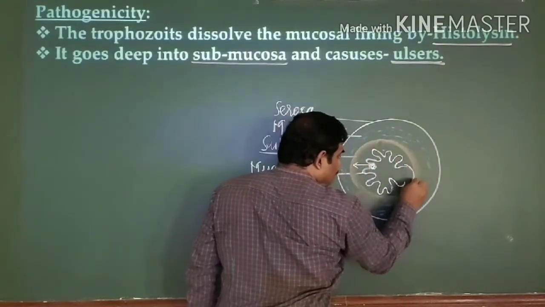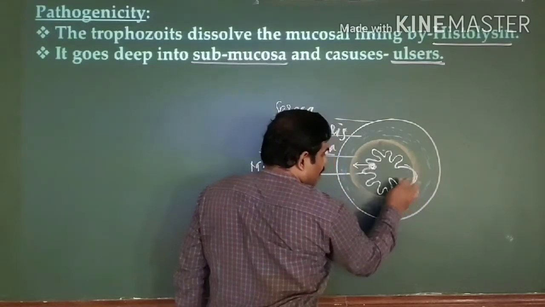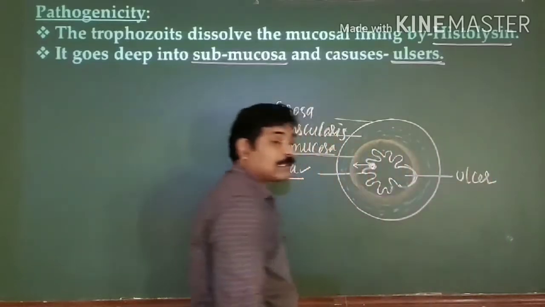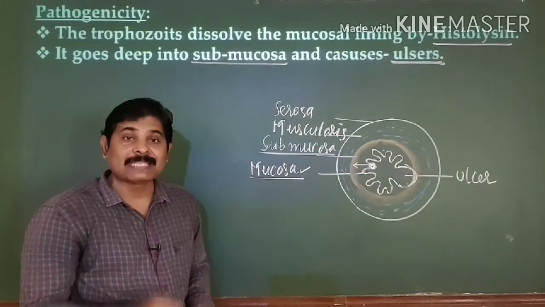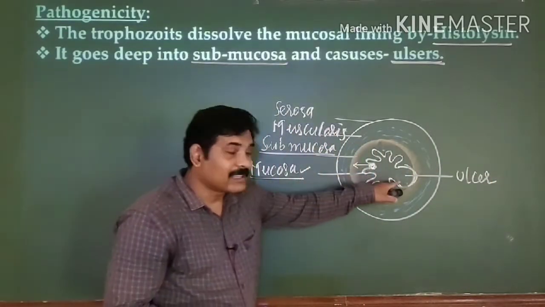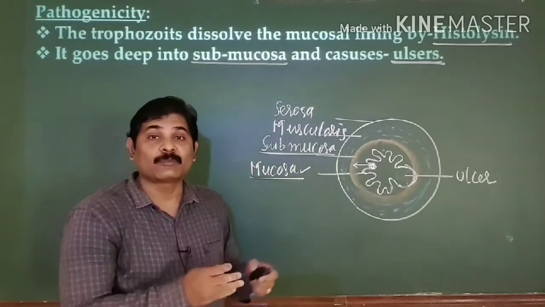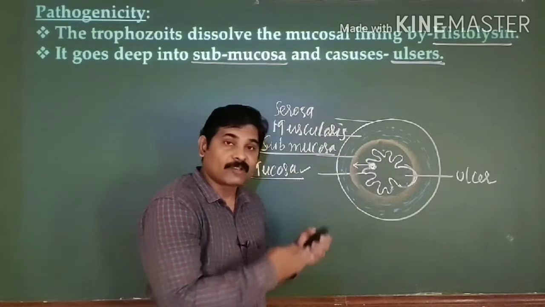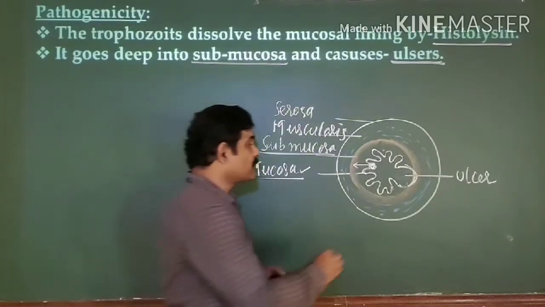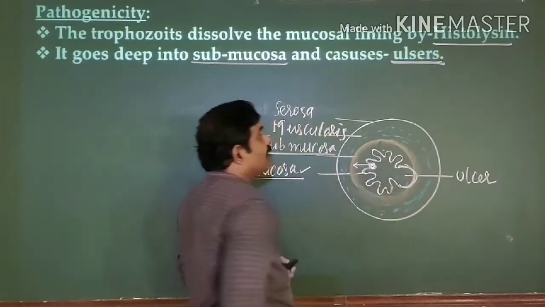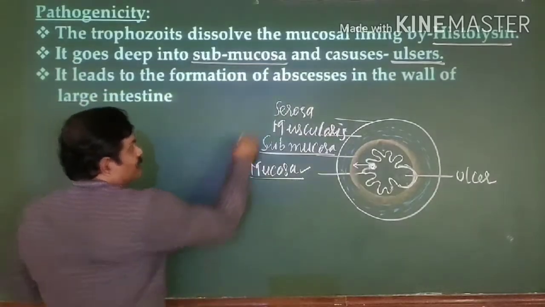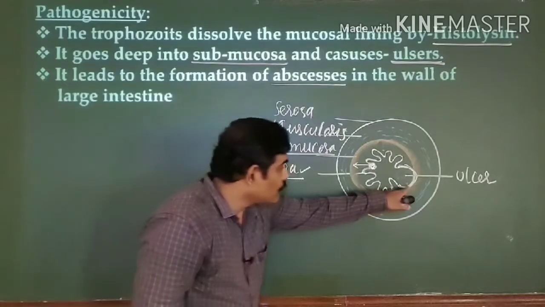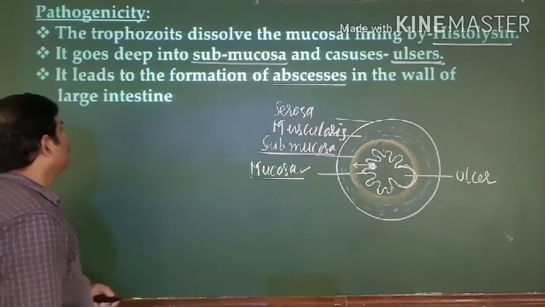Now, you can see an ulcer might be formed here. This ulcer consists of bacteria, debris of your epithelial tissues, right, as well as some corpuscles. Lymphocytes are present within that. These are all present within this, and it finally results in the formation of abscesses, right? Abscesses are formed in your intestine, right?